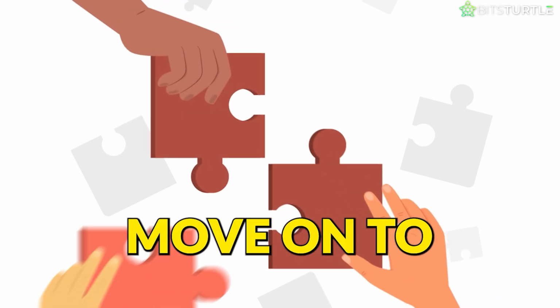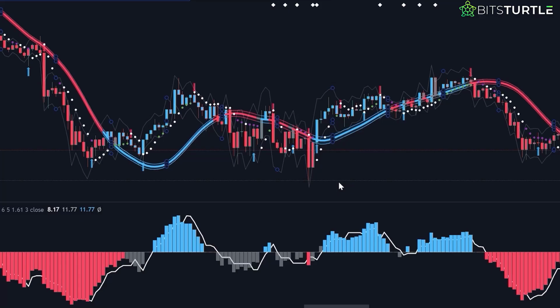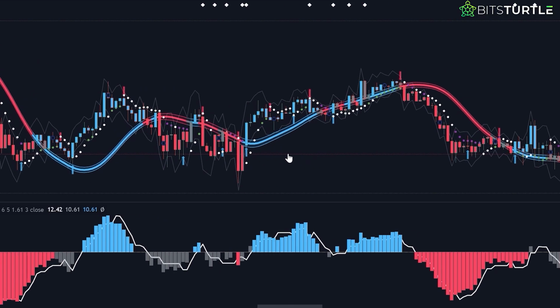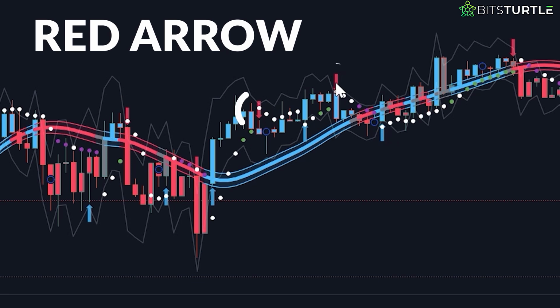Now let's move on to SSL Hybrid and how to combine it with QQE Mod. SSL Hybrid has a colored baseline that aligns with the overall market trend, blue for an uptrend and red for a downtrend. It also generates buy, blue arrow, and sell, red arrow, signals based on its proprietary algorithm.